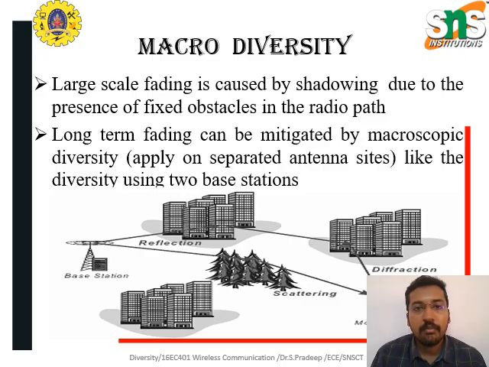The primary goal of macrodiversity is to overcome the negative effects of large-scale fading, which occurs when radio signals are attenuated or blocked by obstacles like buildings or other obstructions. By transmitting the same signal from multiple geographically separated locations, macrodiversity increases the probability that at least one of the transmission paths will have good signal strength, even if others are affected by fading or shadowing.